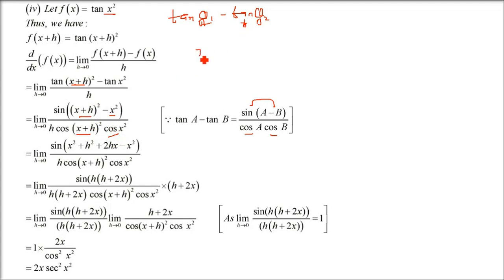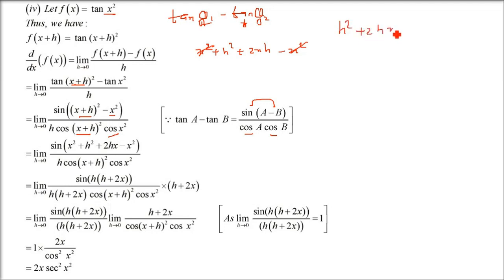What about this (x+h) whole square? It will be x square plus h square plus 2xh. And here we have minus x square. X square cancelled, you have h square plus 2xh inside sine. So inside sine you have h square plus 2hx.